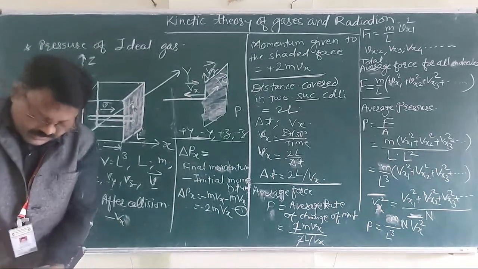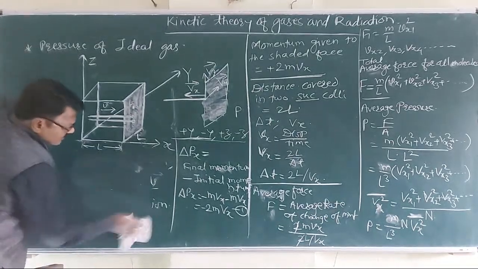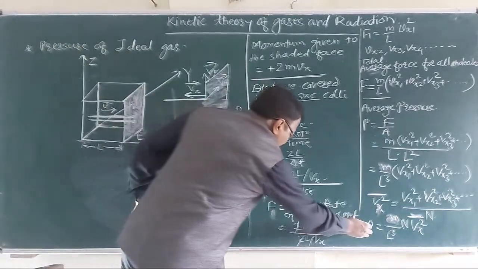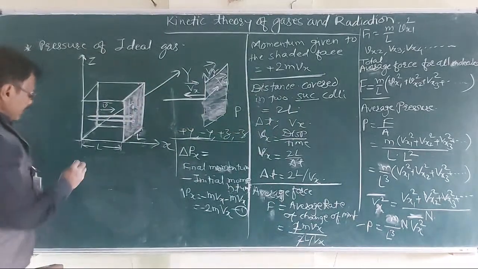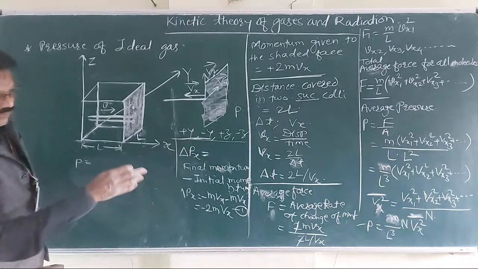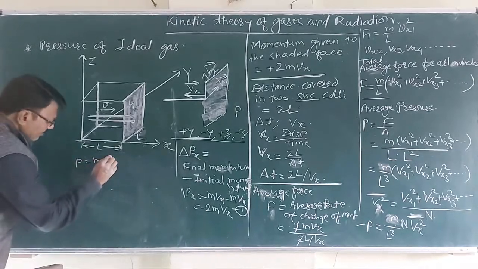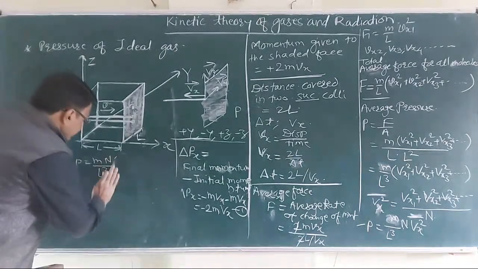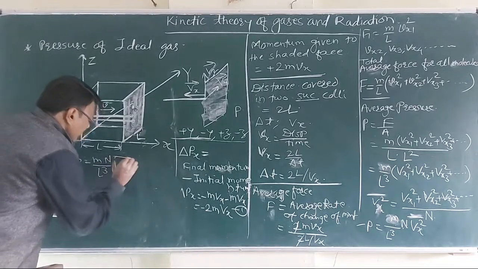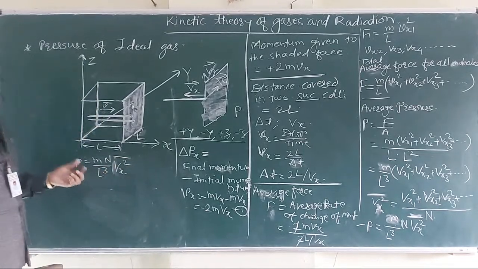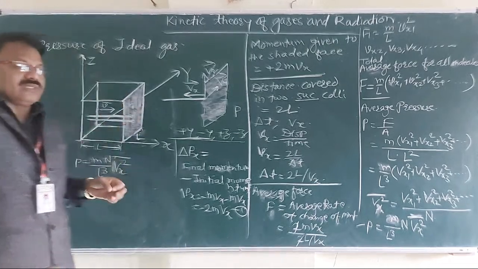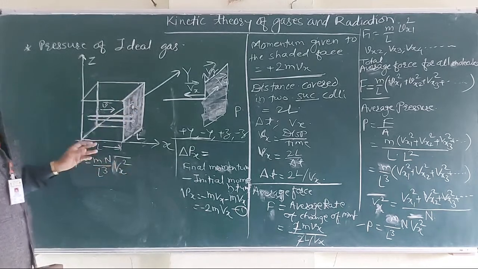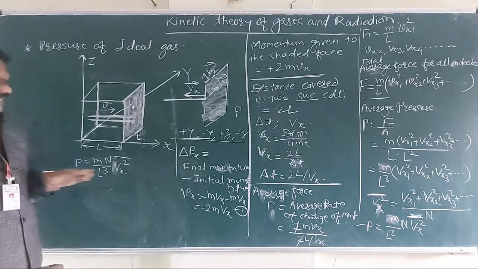Now this pressure we can write as P is equal to mn upon L cube into Vx square bar. Now this is the pressure exerted by all the molecules along the x-axis. Actually, this is the pressure exerted by the x components of the velocity.